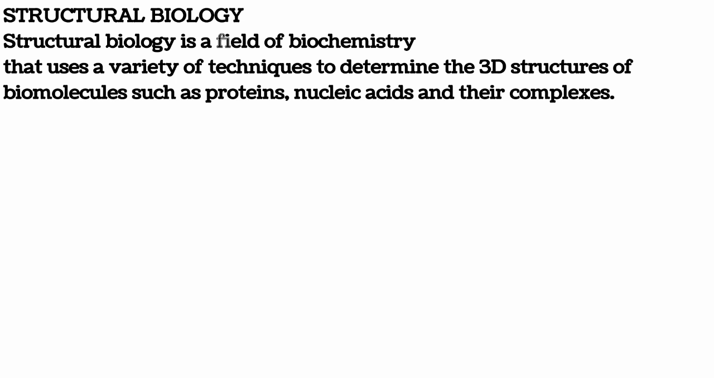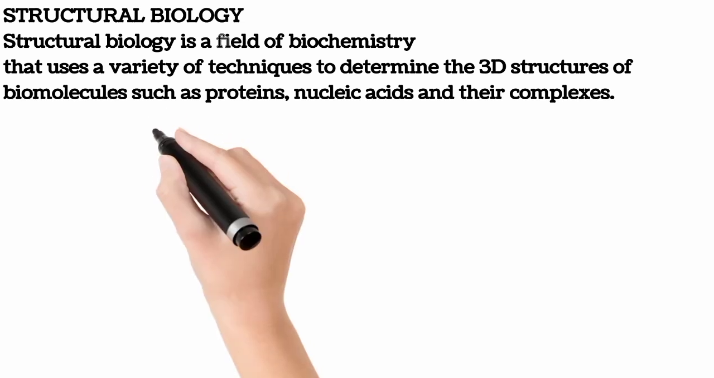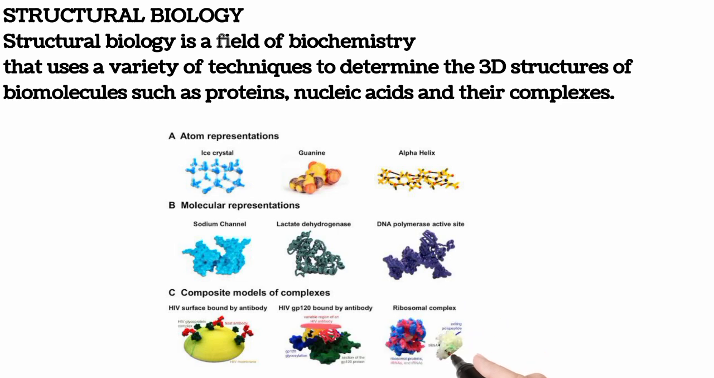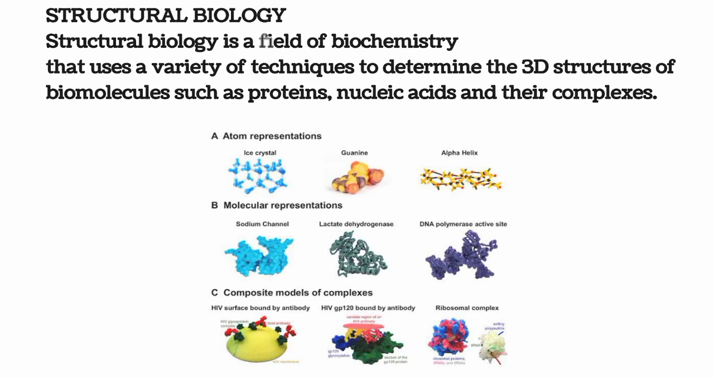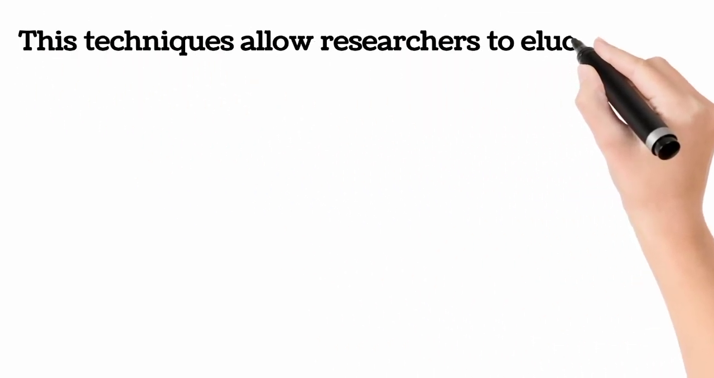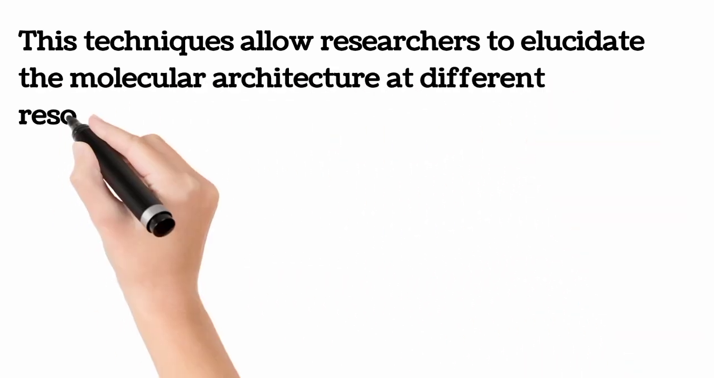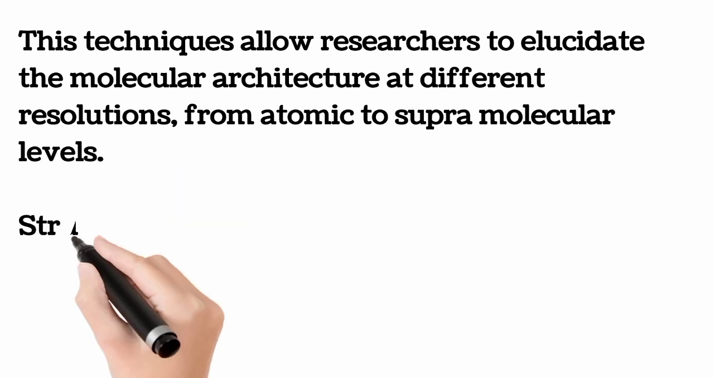Structural biology is one of the great trending areas of research currently, used in elucidating the structure of biomolecules. The structure of biomolecules can be looked at different levels. It can start from atoms, then molecular levels, and then the composite levels. We know that biomolecules start from atoms, then from atoms to molecules. Even at the molecular level, it can start from simple molecules to complex molecules. These complex molecules or macromolecules include proteins and nucleic acids, and of course, these macromolecules form supramolecular complexes. So these techniques allow researchers to elucidate structure at different resolutions, from atomic to supramolecular levels.